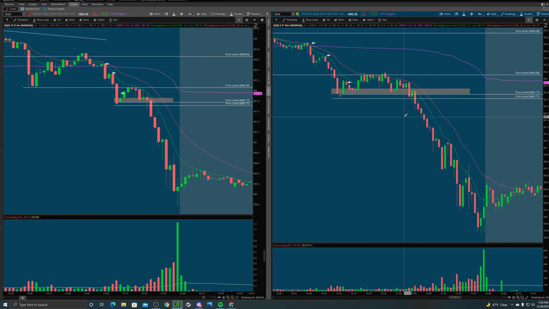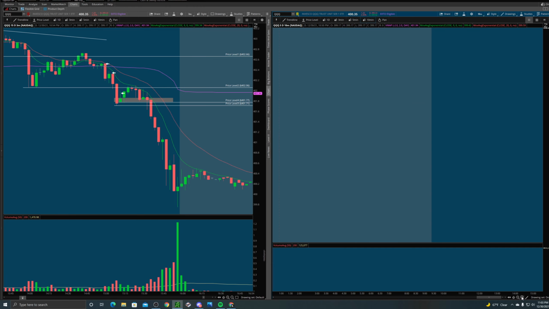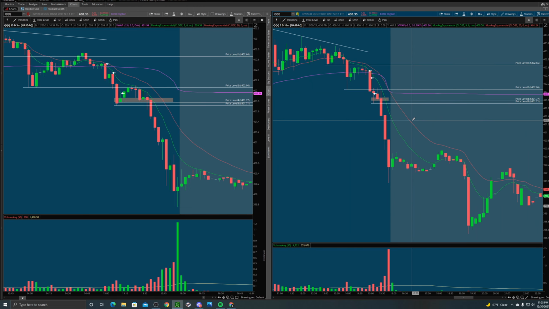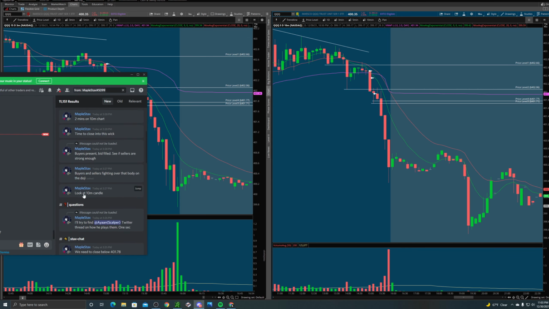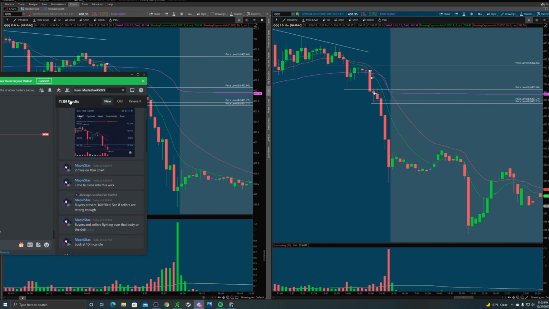I think I also went here on, was it the 10-minute? Yeah, it was the 10-minute. So I want to go here as well. What did I say? Look at the 10-minute candle. Okay, buyers and sellers are fighting over that body on the doji. Buyers present. Oh wait, time to close into this wick.